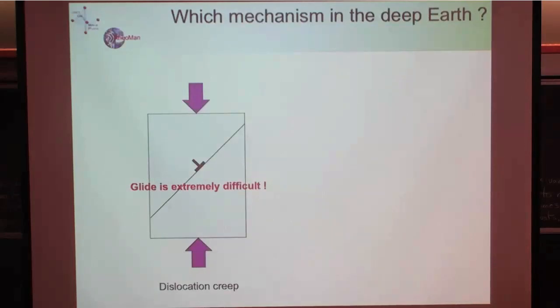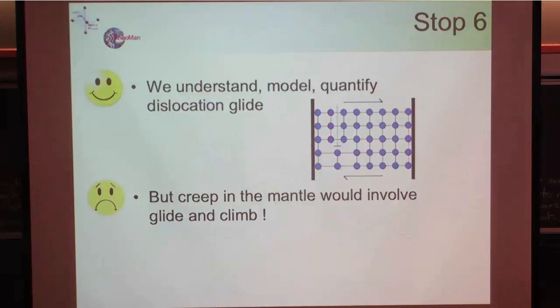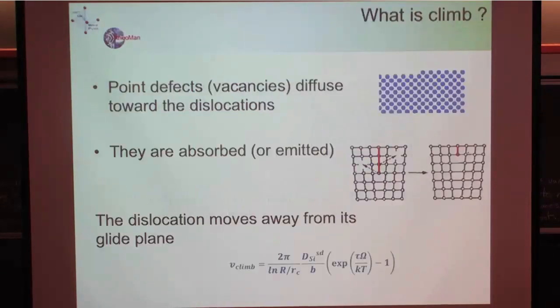So glide is obviously extremely difficult in most of those high pressure phases, which raises some question about dislocation creep, so diffusion creep. But wait a minute, I told you that we should forget about what we had before, so let's go one step further. We have modeled one mechanism, glide, but there are other mechanisms, like climb. What is climb? Climb is the interaction between point defect and dislocation. You know, it's not two separate worlds with different mechanisms, but they can play together.